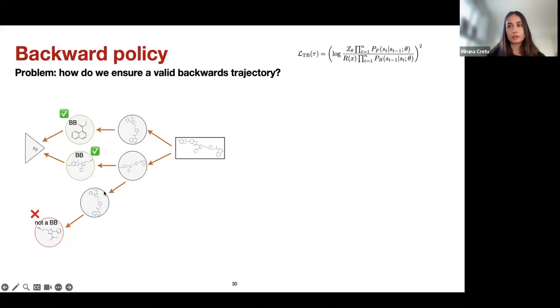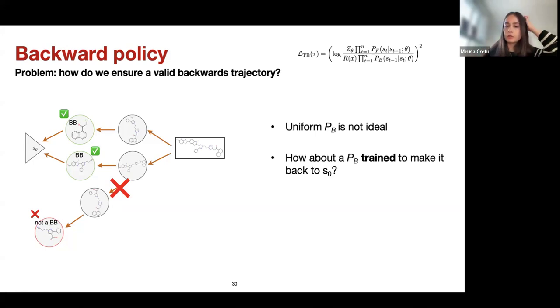What that means essentially is that when we have our state here that does not lead to a building block, our policy should not be sampling it. It should be masked. So the default choice of using a uniform backward policy where we give equal probability to the parents of these states is not ideal in this case. So what we do instead is we train the backward policy to make it back to the original state.